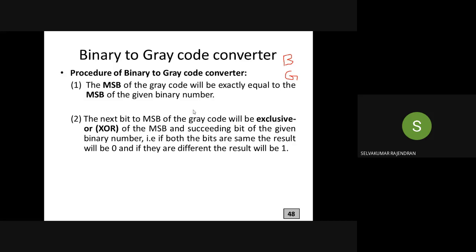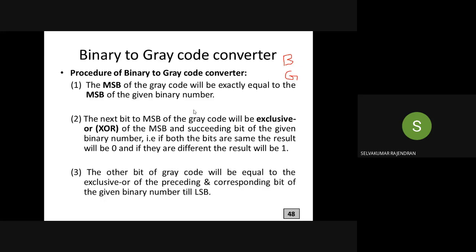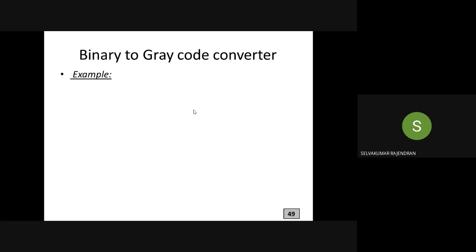We know the function of the XOR gate, right? If both the bits are the same, then the result will be 0. Otherwise, the result will be 1. So that is applied here. The other bits of the gray code will be equal to the exclusive OR of the preceding and corresponding bit of the given binary number. It should be followed until the LSB.